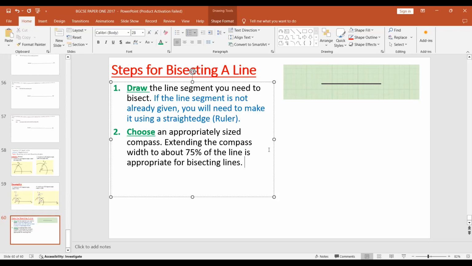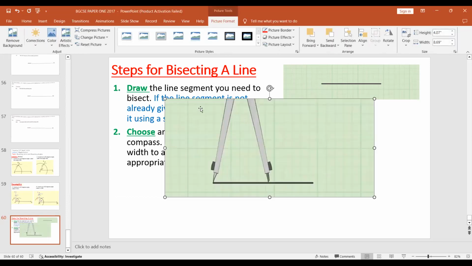Go ahead, Brianna. Can you read the second step? Choose an appropriate sized compass. Extending the compass width to about 75% of the line is appropriate for bisecting lines. Very good. All right, next.